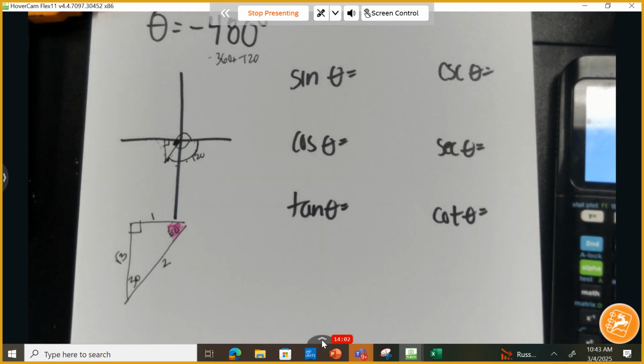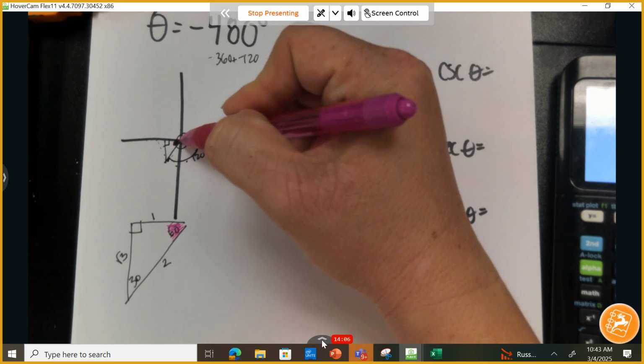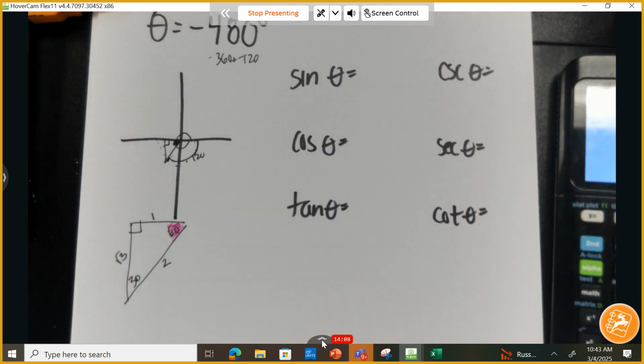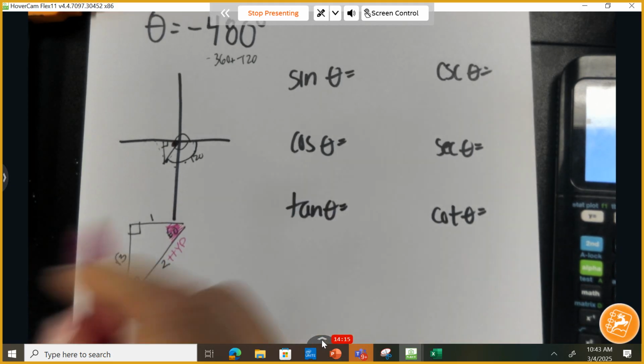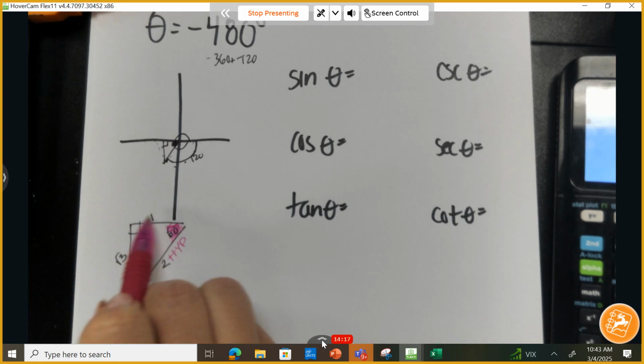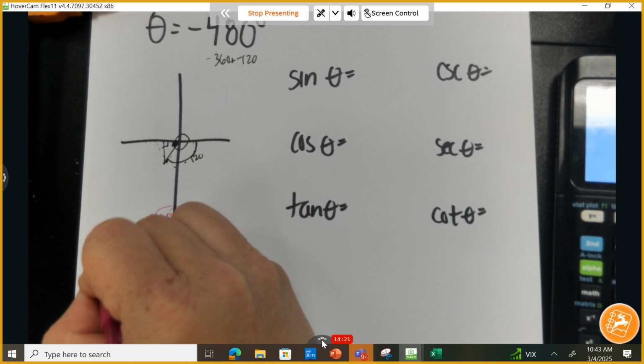When do we know where the 60 is? Whatever you get when you subtract is always going to be the angle closest to the origin. Does that help? Okay, so here we go. The diagonal is always the hypotenuse. And the side that's the x-axis is always the adjacent. And then we only have one side left, opposite.